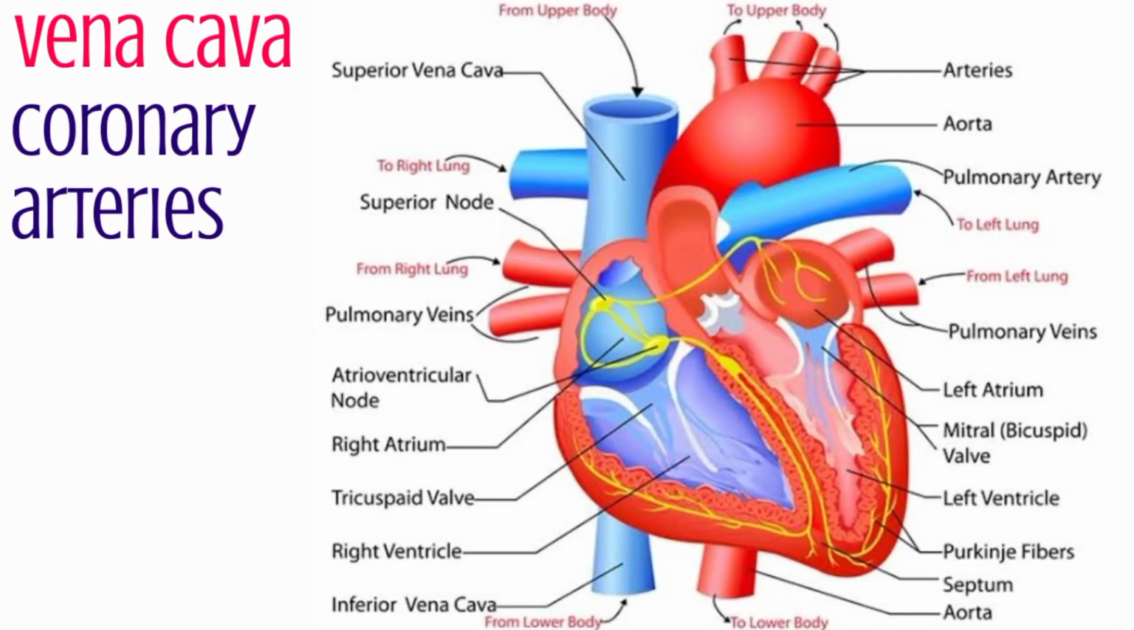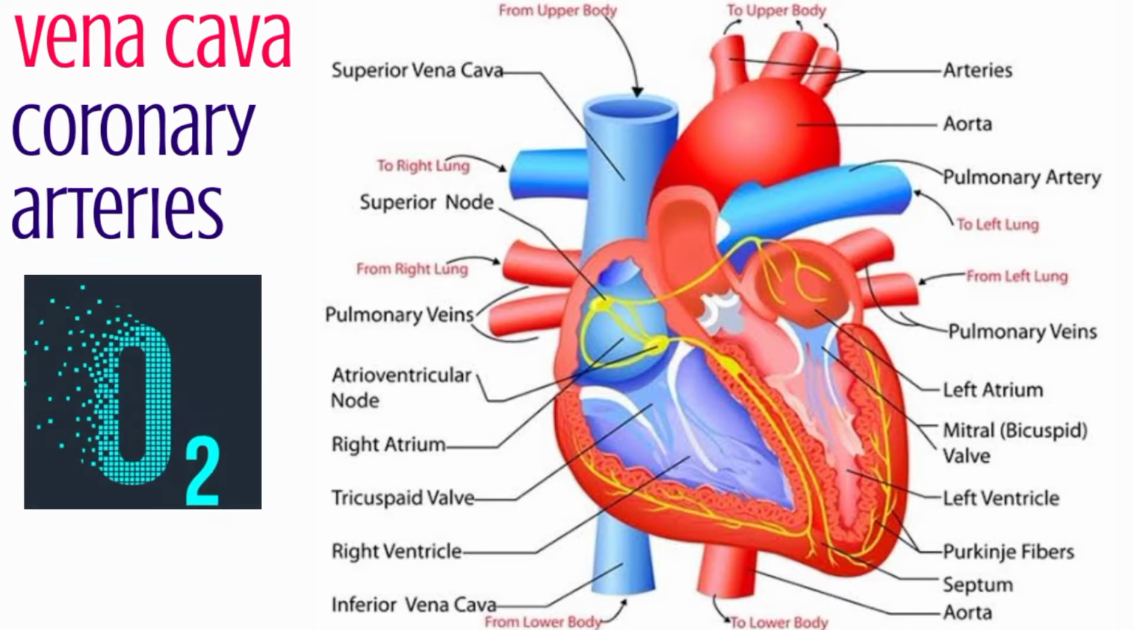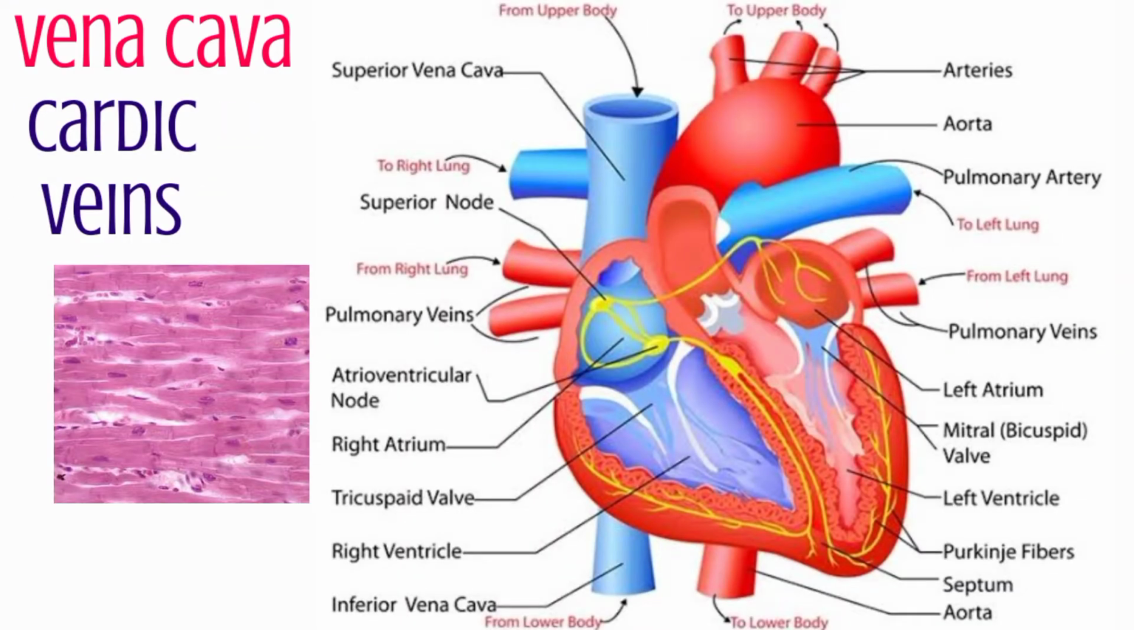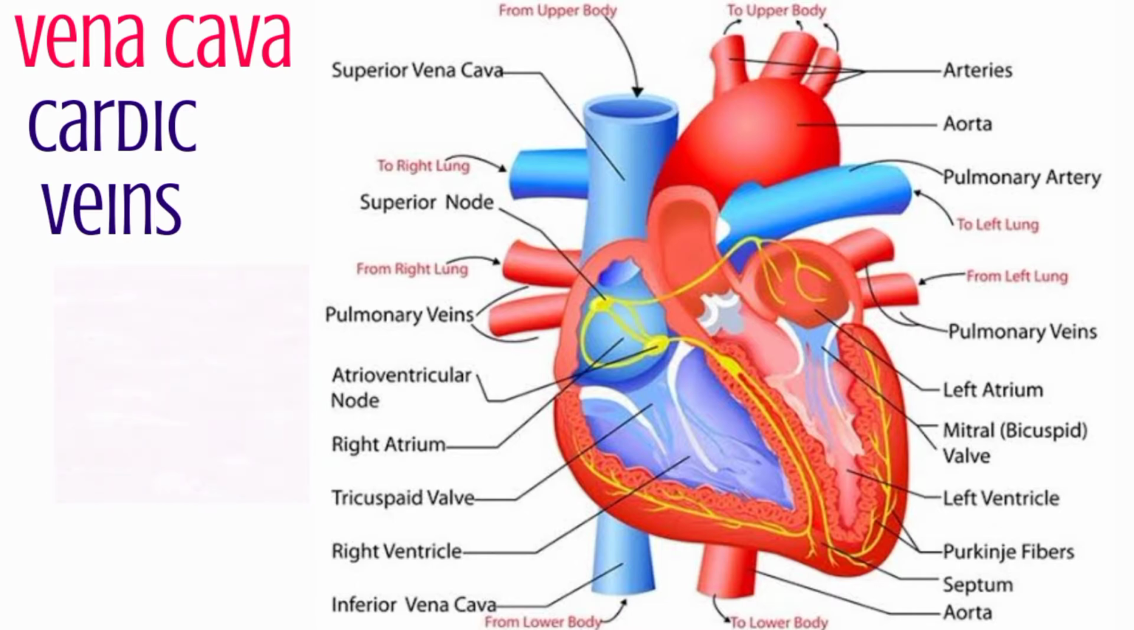Coronary arteries. Two coronary arteries arise from the base of the aorta. They branch into smaller arteries. These arteries supply oxygenated blood to the entire heart muscle. Cardiac veins. Cardiac veins carry blood from the wall of the heart to the right atrium.